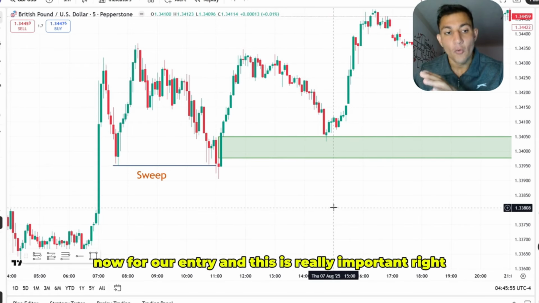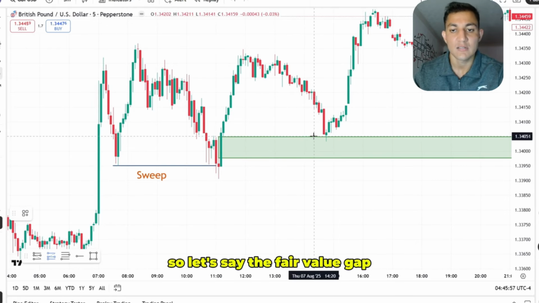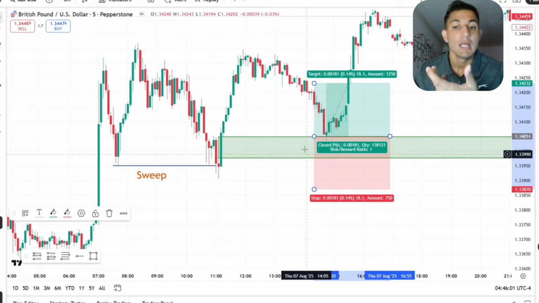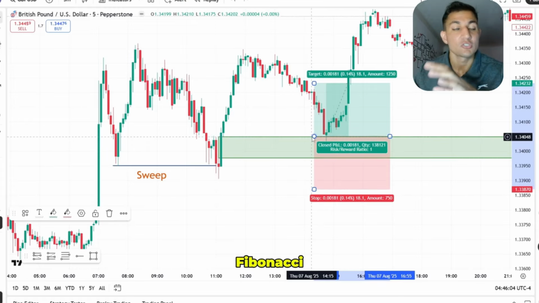Now, for our entry, and this is really important, right? So let's say the fair value gap you want to enter on. And to remember, and well, I guess to emphasize, you can enter on the order block, Fibonacci. It does not matter.